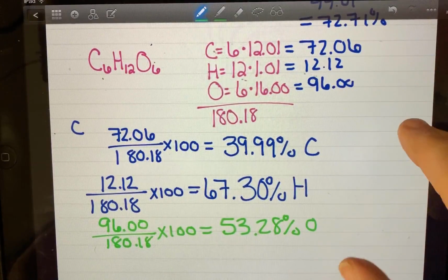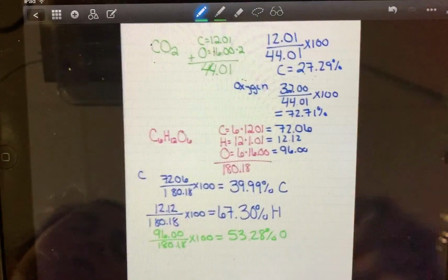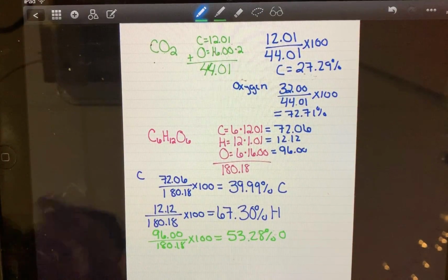And that is percent composition. So you're simply doing what you would do in math, part over whole times 100.